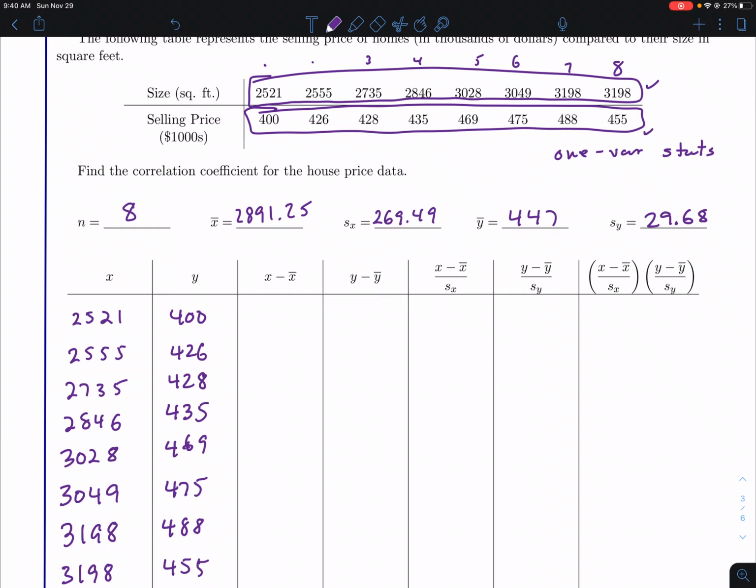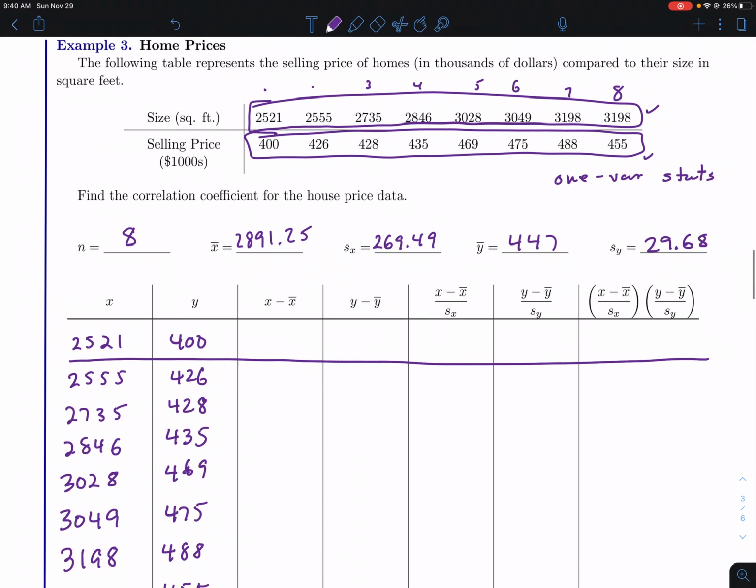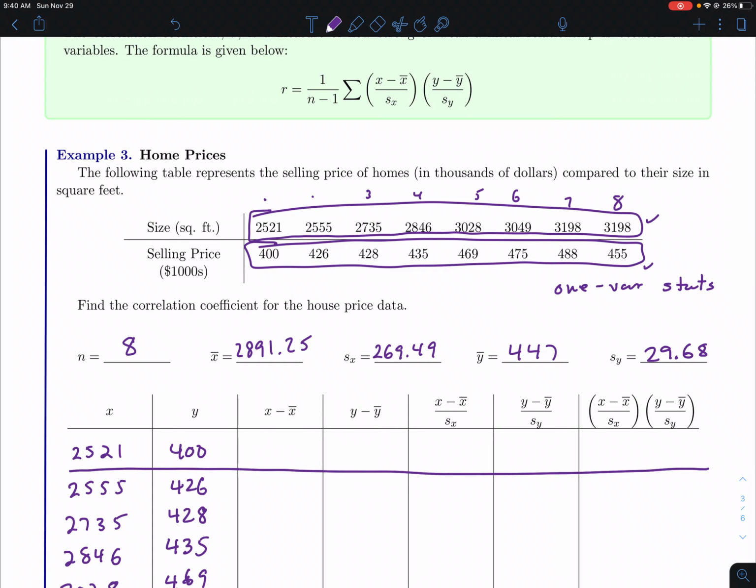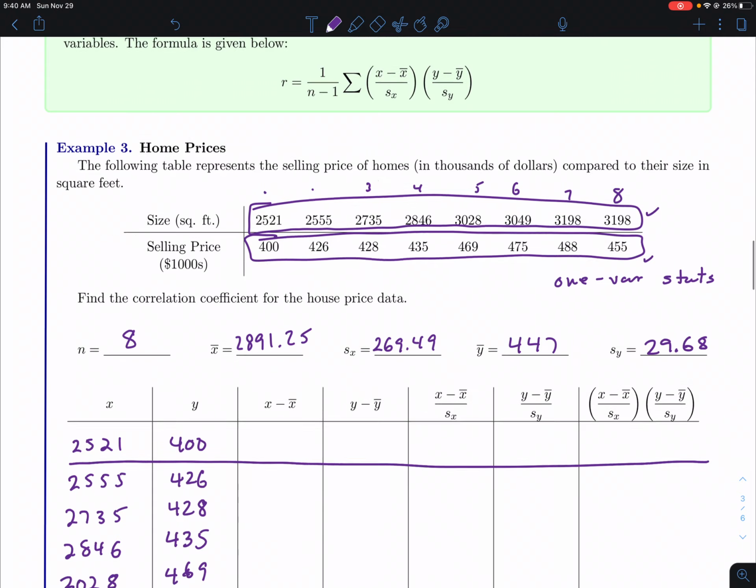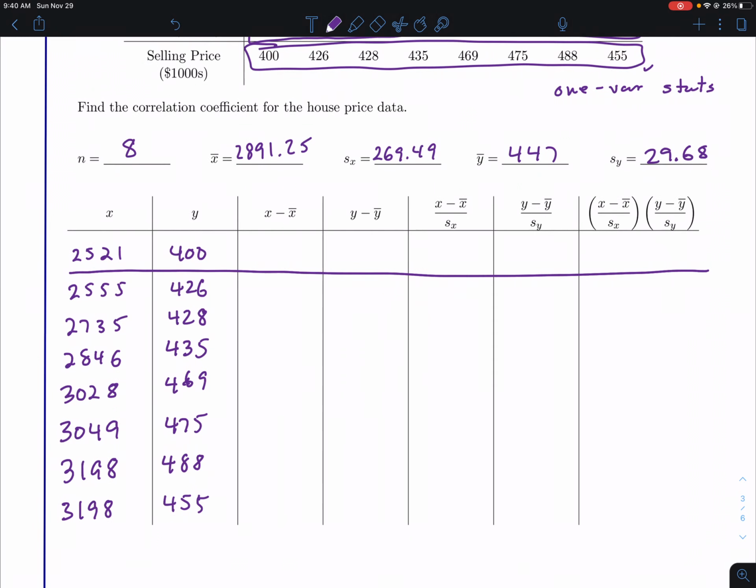The first thing we're going to do is all the X minus the X mean. I'm just going to do the first row across first so you can see what's going on. Eventually we're going to sum the last row together, and then divide by 1 over n minus 1. Let me first calculate the first part here. We're going to do 2521 minus 2891.25, which gives us negative 370.25.